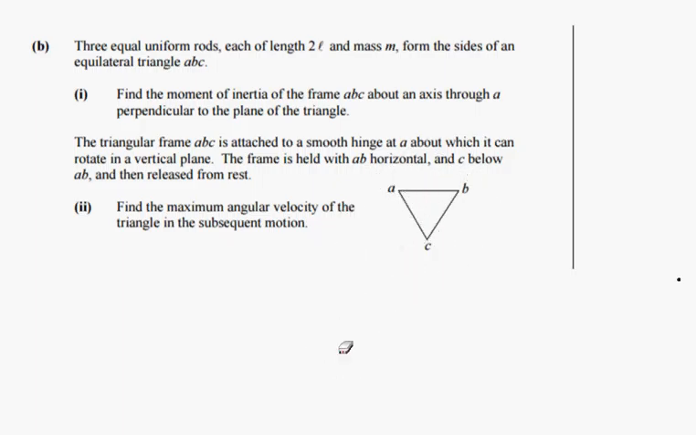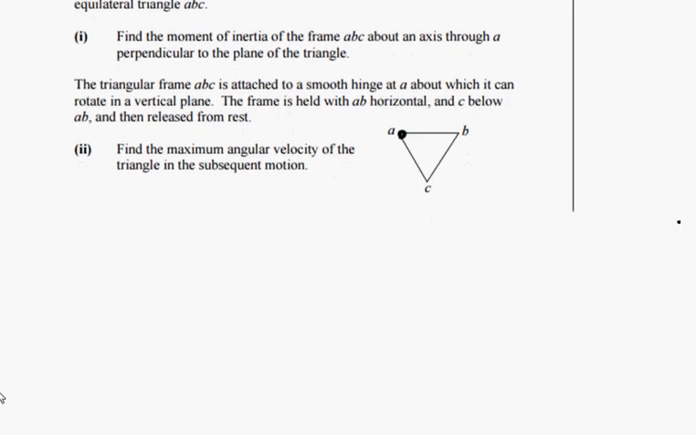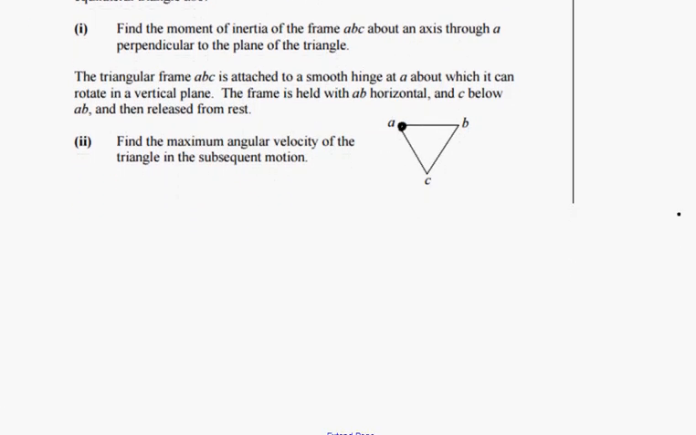For the triangular frame ABC, find the moment of inertia about an axis through A, perpendicular to the plane of the triangle. Okay, so this is all about the I values, starting off. We have three rods, and what we're going to do with the three rods is find the total inertia around A.